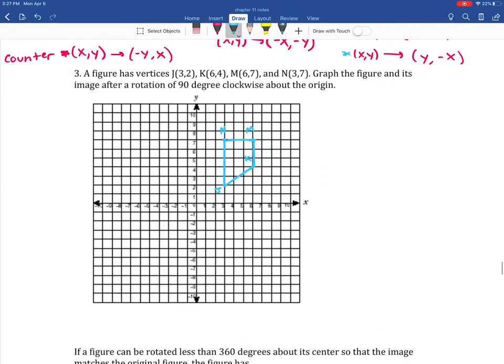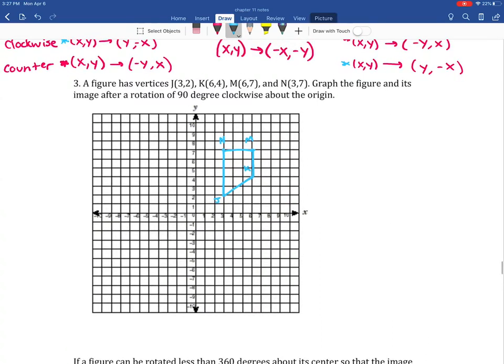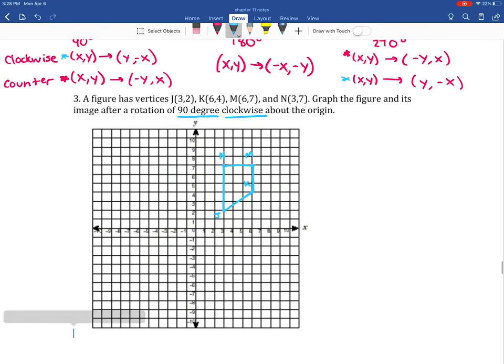So number 3 says a figure has these vertices, which I have already graphed. Take a second, pause the video, and graph it yourself. Make sure it looks like my graph. It says graph the figure and its image after a rotation 90 degrees clockwise about the origin. So I have a set of rules that I wrote up above. I know that 90 degrees clockwise is the same as 270 degrees counterclockwise.